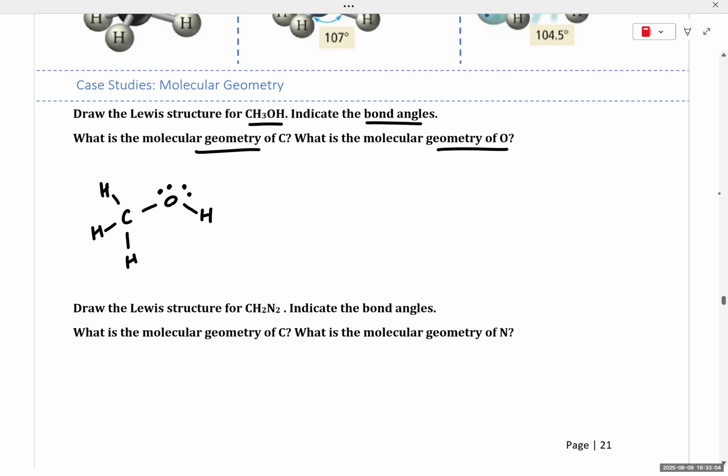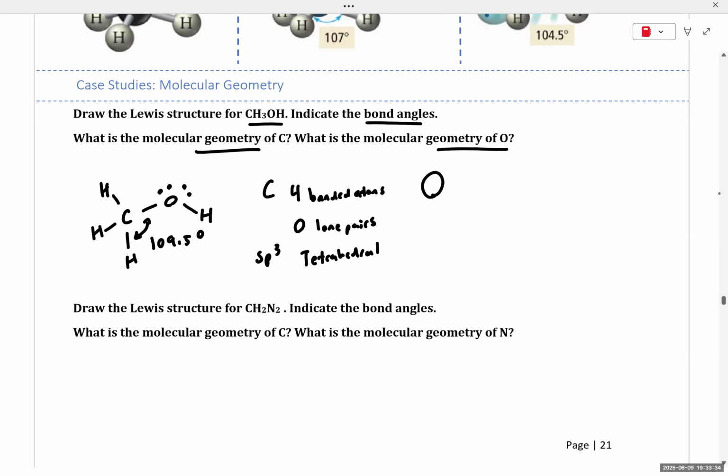of each atom. So, looking at carbon, we have 4 bonded atoms, and we have 0 lone pairs. Thus, this carbon is sp3, and we have a tetrahedral geometry. This tells us that our bond angle in this case around our central carbon atom are 109.5 degrees.